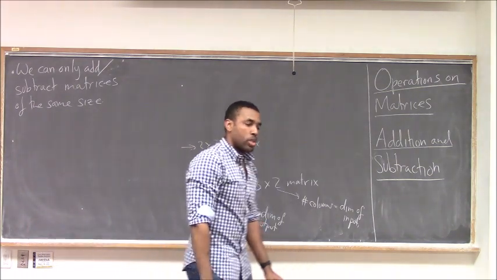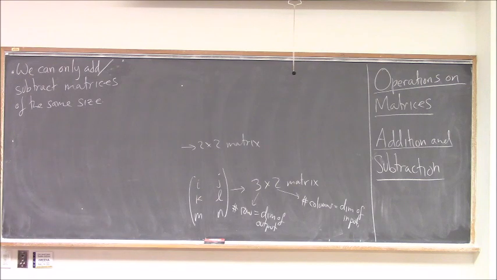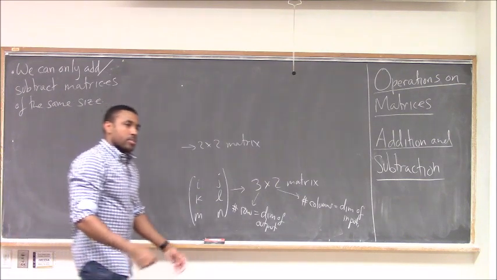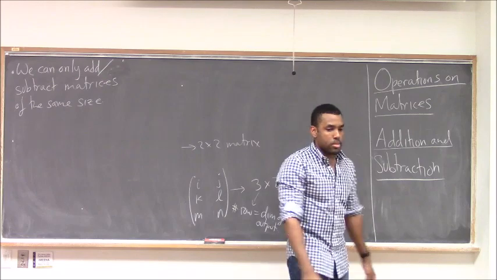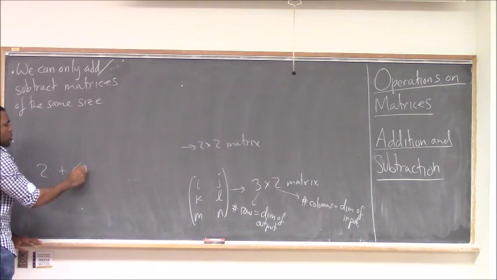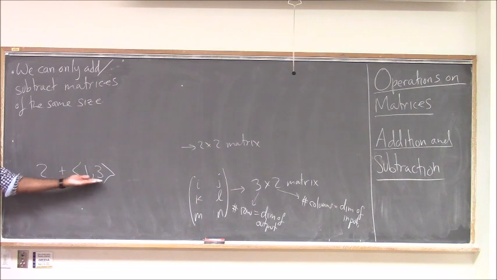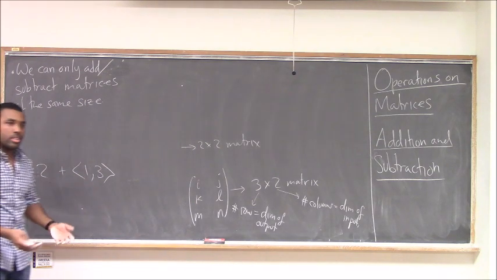We can only add or subtract matrices that have the same size. Why? Because the size is attached to dimensions. We have to be able to add the same dimensions. That's like me saying, add 2 plus the vector 1 comma 3. That would make no sense to say that. This is a one-dimensional entity. This is a two-dimensional entity. Being able to add them is meaningless.